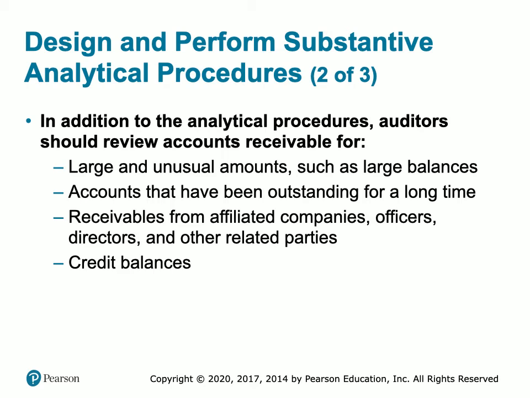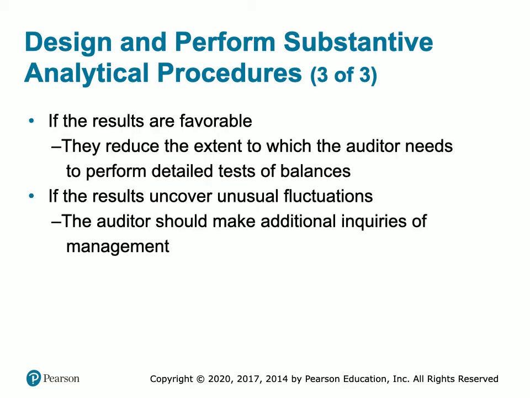So you should be looking at large and unusual amounts. You should be looking at significant transactions at the end of the year. You should be looking at the flow of transactions throughout the year to see if there is unusual timing of transactions relative to prior history or relative to the normal business cycles. You're looking for affiliated companies, officers, things like that, and big credit balances, right, that are unapplied to specific accounts.